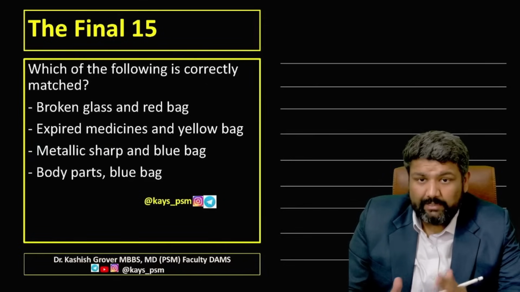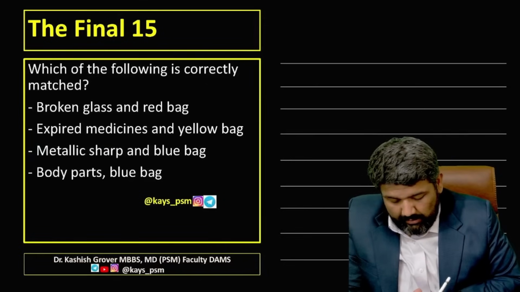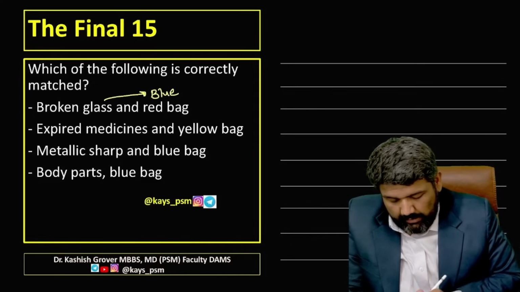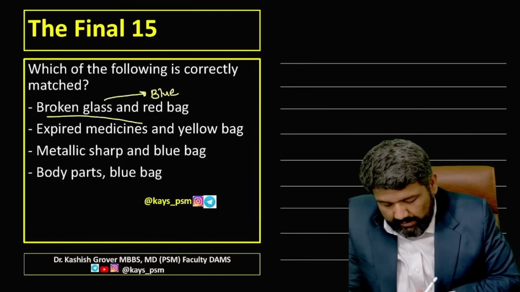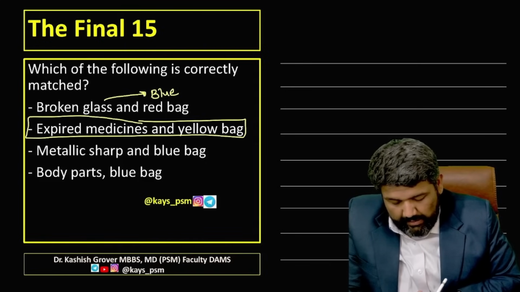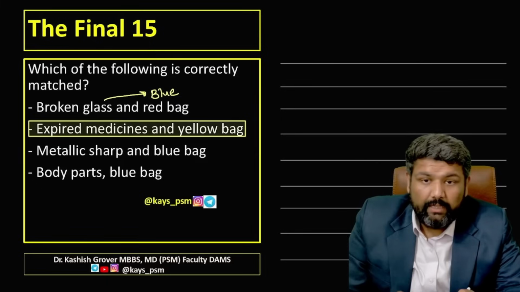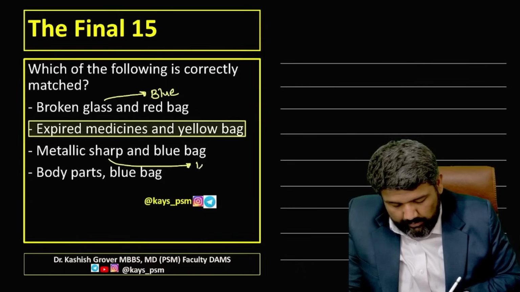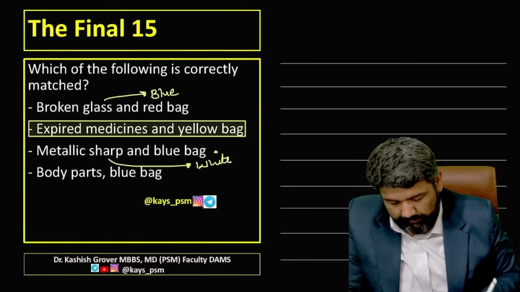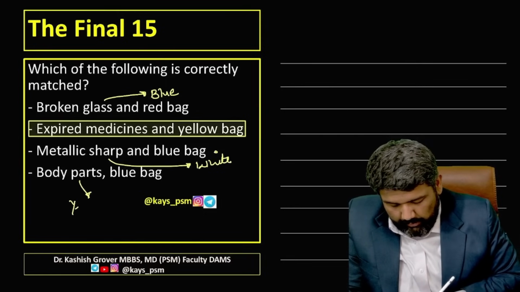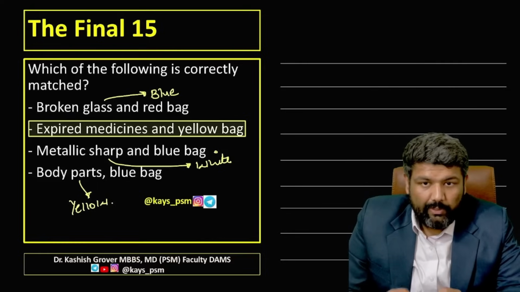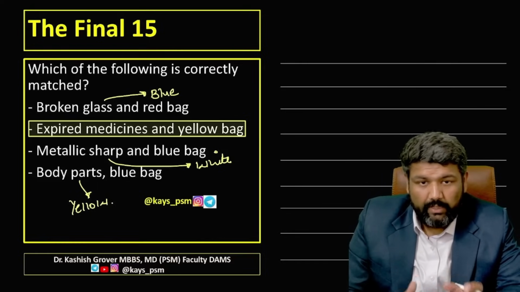Which of the following is correctly matched? Broken glass goes in red? No, it goes in blue. Expired medication and yellow bag, this is true. Expired medications go in yellow bag. Sharp metallic in blue bag? No, it goes in white. Body parts go in yellow. So expired medications go in yellow bag.